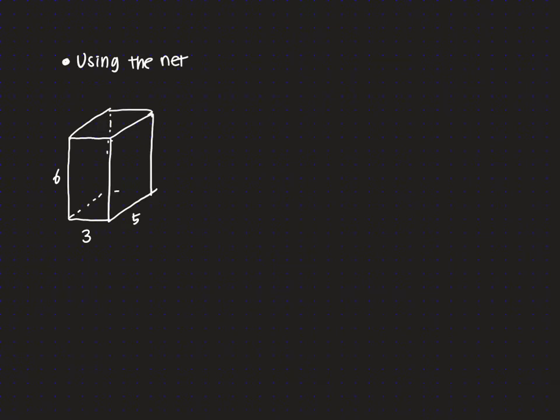Let's take a look at some examples to see how we can use the net. I'm going to draw a rectangular prism. Let's say I have a rectangular prism like this, with 3, 5, and 6 units for this shape. I'm going to indicate the parts that are hidden from our view, so you have all 6 sides.